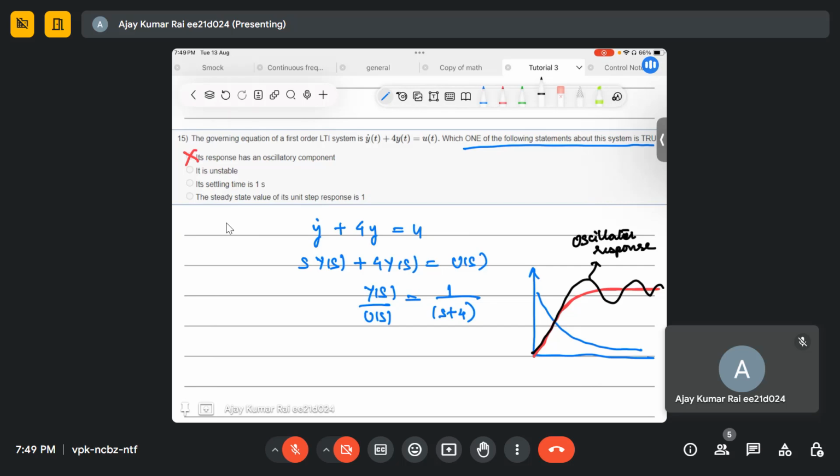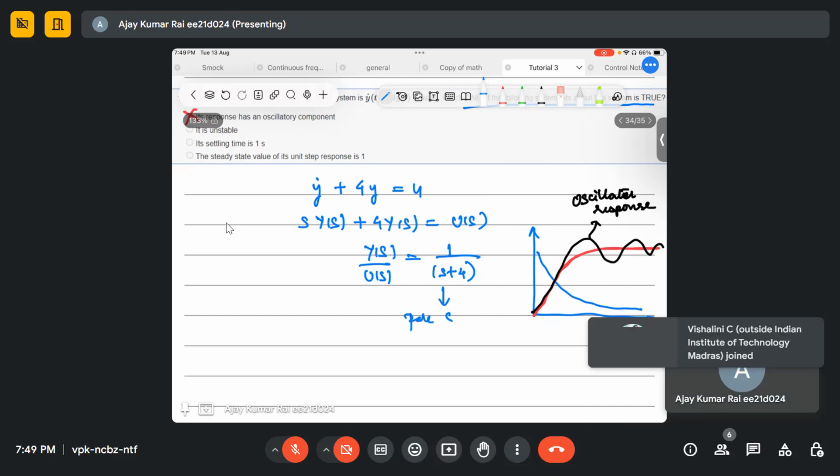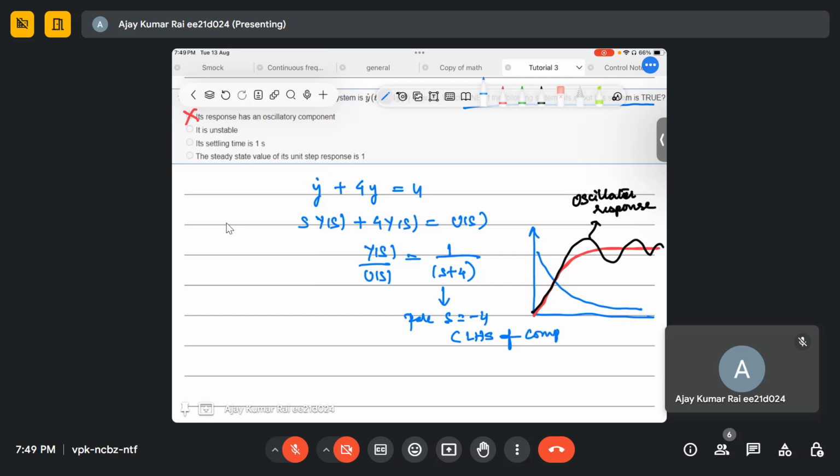Next: it is unstable. It is not unstable because you see it has a pole at s equal to minus 4. Okay, let me change the color. So the pole is equal to -4, which is on the left hand side of the complex plane or S plane. So the system is stable, and this statement is also wrong.